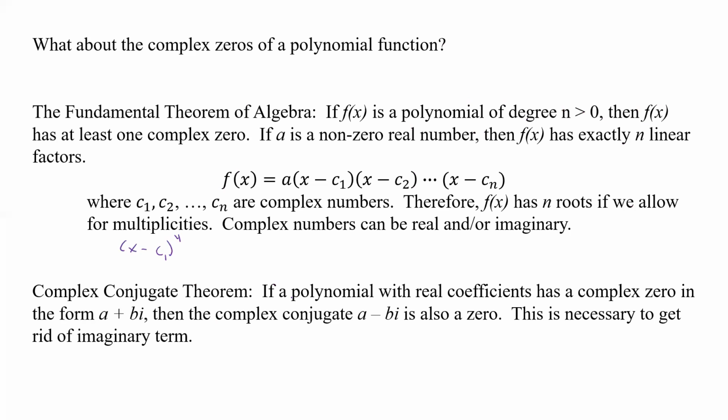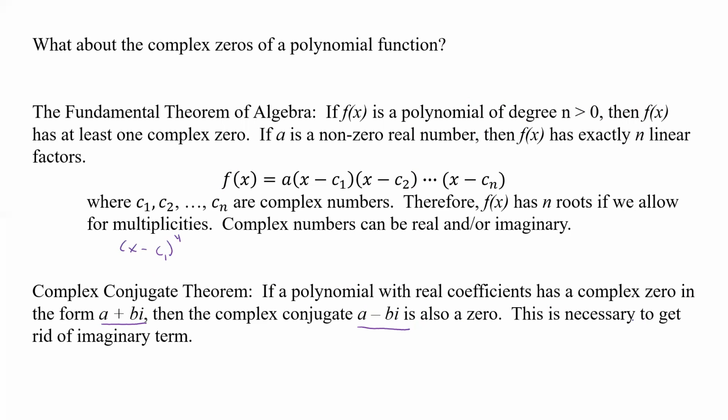So here we have the complex conjugate theorem. If a polynomial with real coefficients has a complex 0 in the form a plus bi, then the complex conjugate a minus bi is also a 0. So if we find one of them, then we also have the other one by default, because we have to have the complex conjugate as well.